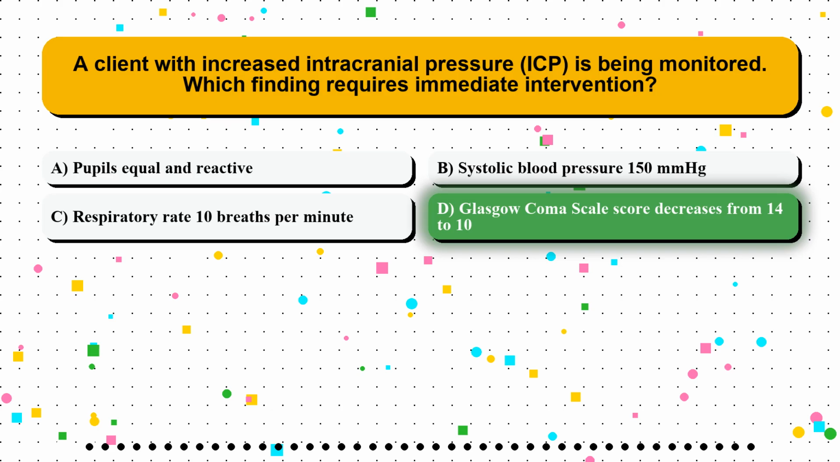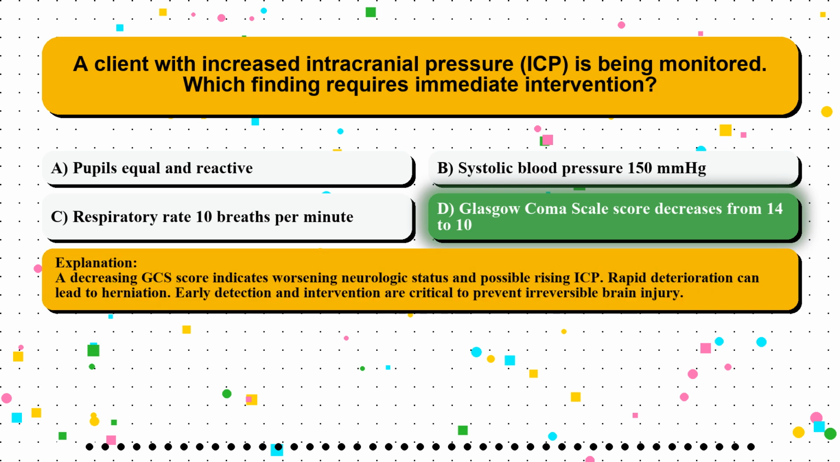The correct answer is option D, Glasgow Coma Scale score decreases from 14 to 10. A decreasing GCS score indicates worsening neurologic status and possible rising ICP. Rapid deterioration can lead to herniation. Early detection and intervention are critical to prevent irreversible brain injury.